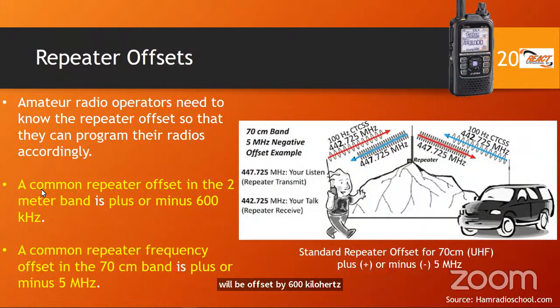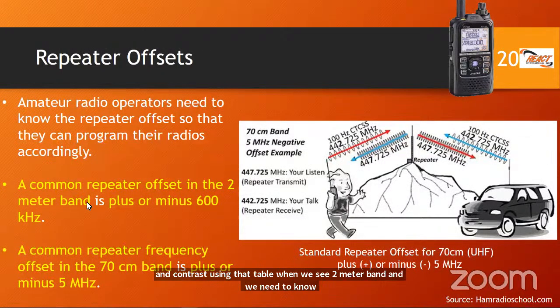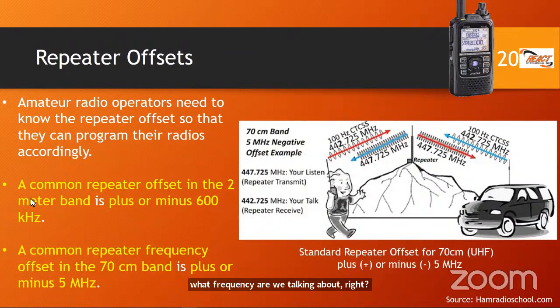So this is an exam question. And similarly, notice that knowing the 2 meter band and the 70 centimeter band, and what is VHF and UHF, comes in, right? So that trusty table: you can always compare and contrast using that table when we see the 2 meter band and need to know what frequency we are talking about. It's in the 140 something megahertz band, so that's the 2 meter band. The offset or the shift is plus or minus 600 kilohertz. It can be either, depending on the frequency and the configuration of the repeater. It's usually 600 kilohertz separation.